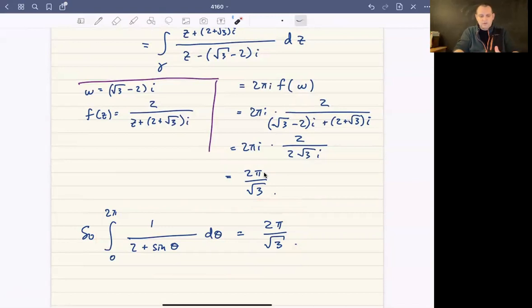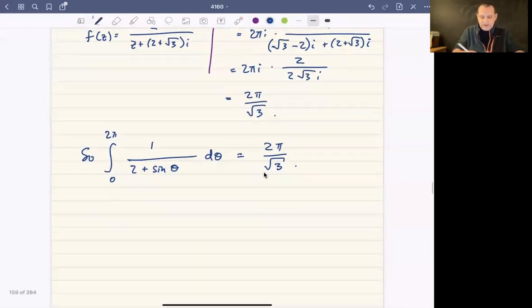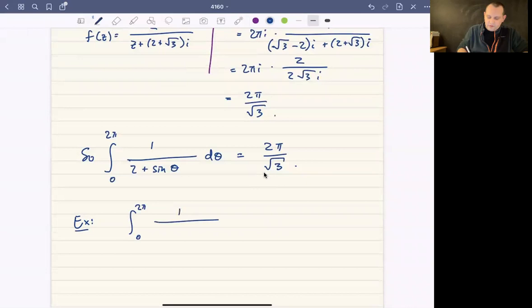And there we go. So what I would suggest that you do for an exercise is try to evaluate the integral from 0 to 2 pi of 1 over 2 plus cosine theta d theta. See what happens. Try that on your own. Let me know how it goes.